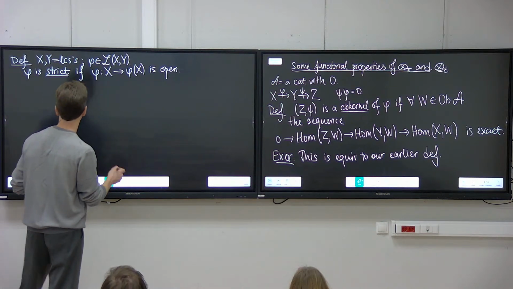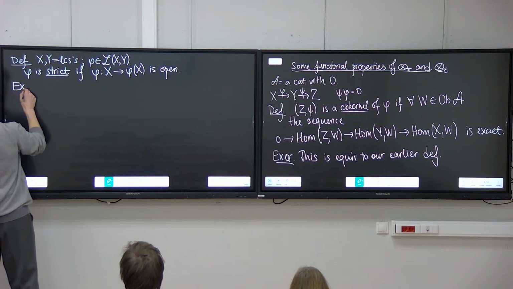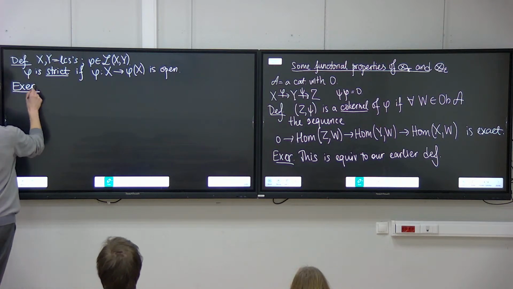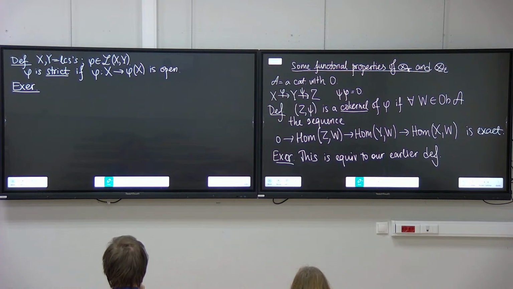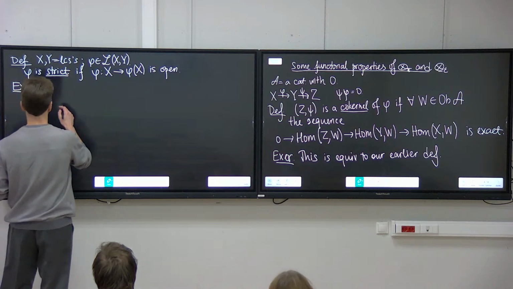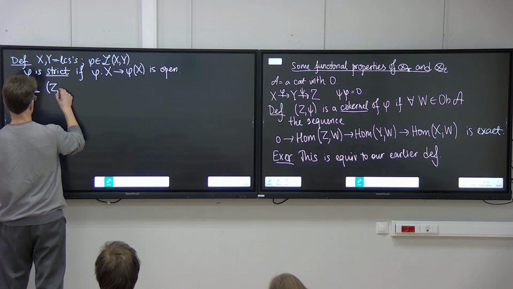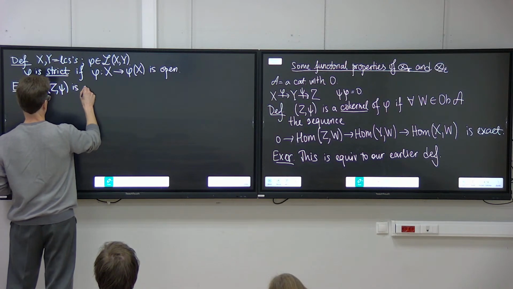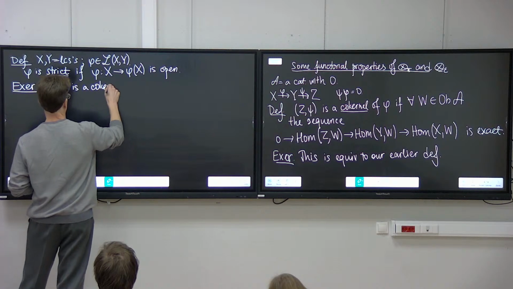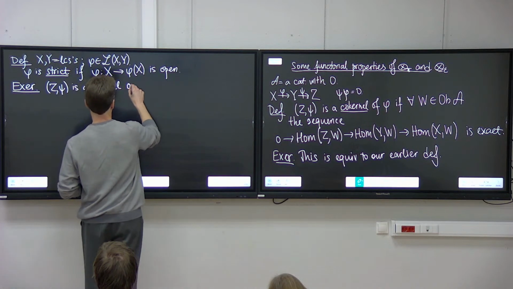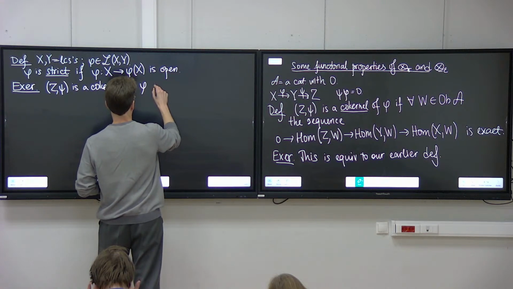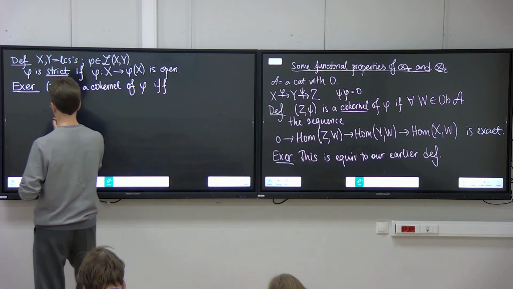Okay, now let's look at the following exercise. Actually, it is an extended version of an earlier exercise which was discussed when we studied quotients in the category of local economic spaces. So I claim that the pair Z, psi is a co-kernel of phi if and only if the following holds.